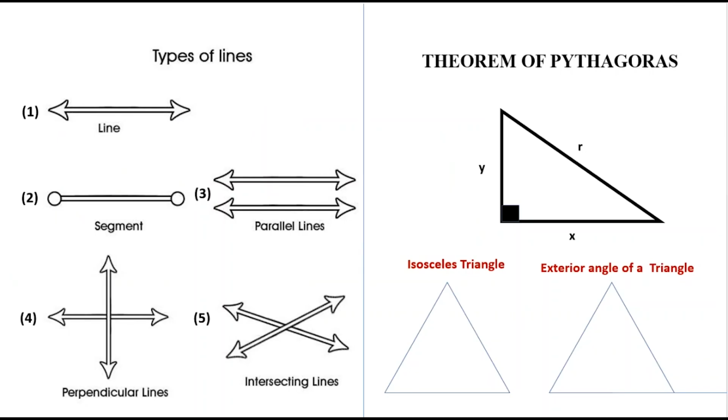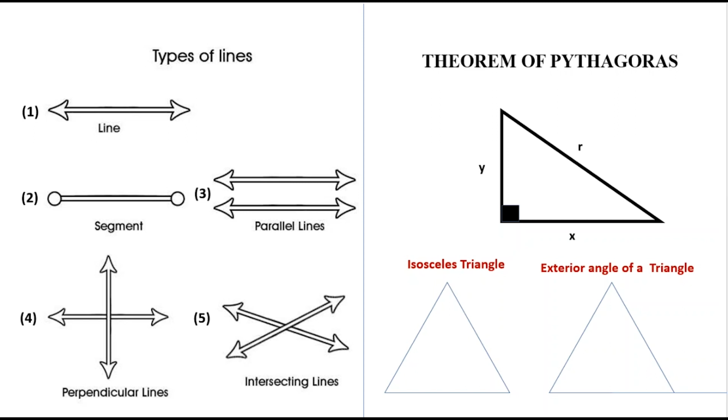We spoke about lines, which is number 1. We also spoke about segments. We'll be dealing with more segments when we'll be doing cyclic geometry. Number 2, perpendicular lines and intersecting lines.